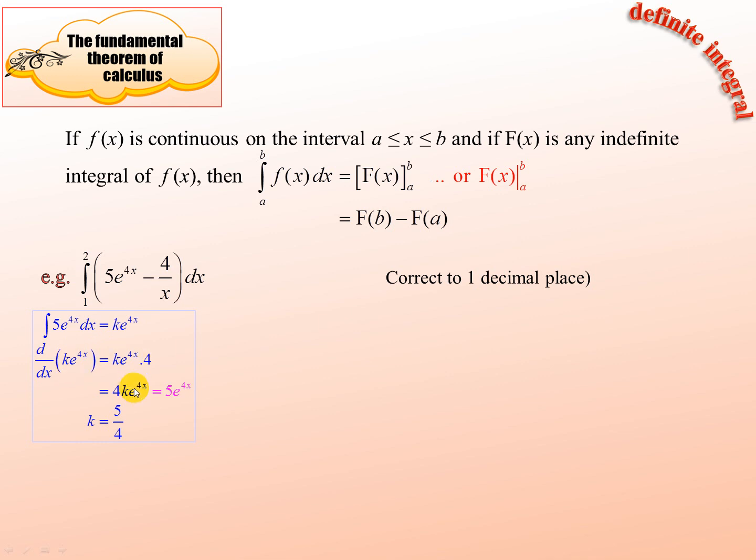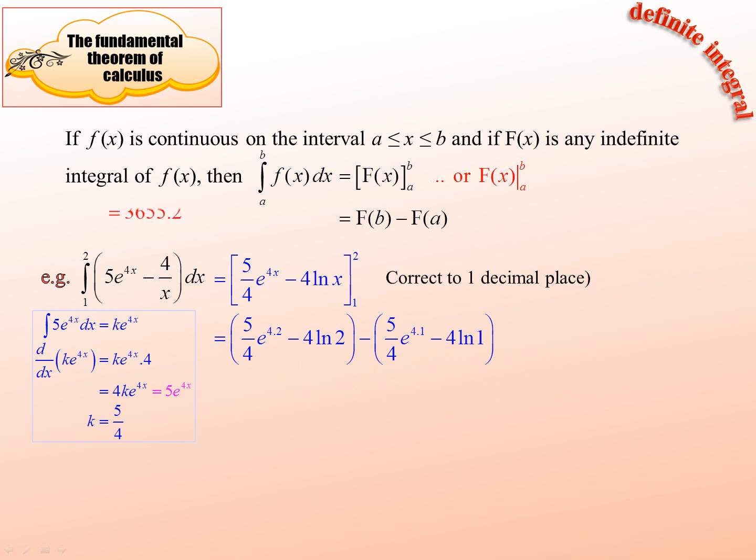Now we'll differentiate it using chain rule, remember, because the inside function is 4x, thus the 4. And we get 4k e to the 4x, and we equate it to the function we want, which means 4k is 5, k is 5 over 4. So therefore we have a 5 over 4 there, and that's the integral. The integral of 1 over x is ln x, so the integral of 4 over x is 4 ln x. Now we can substitute, and that gives us our answer, correct to 1 decimal place.